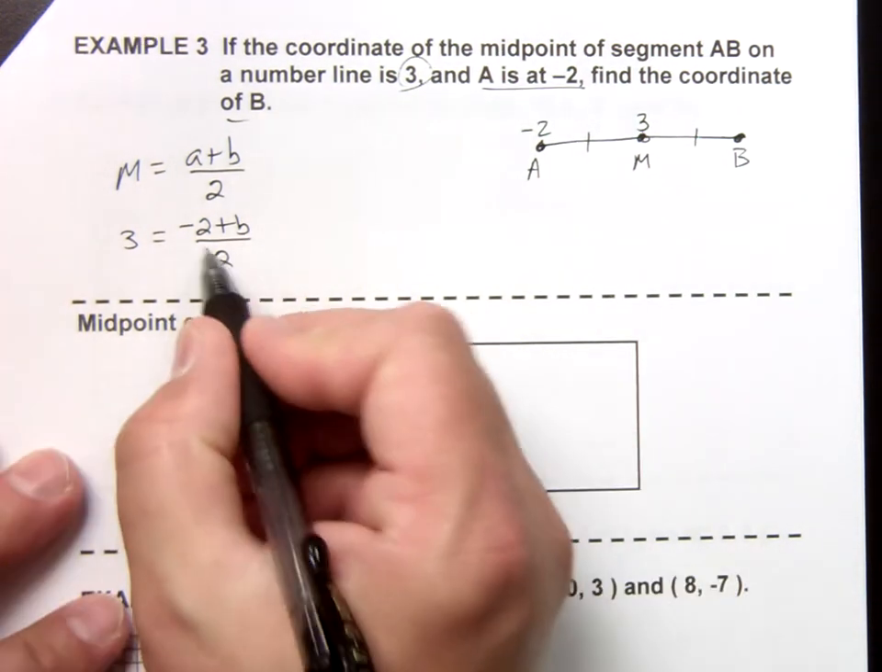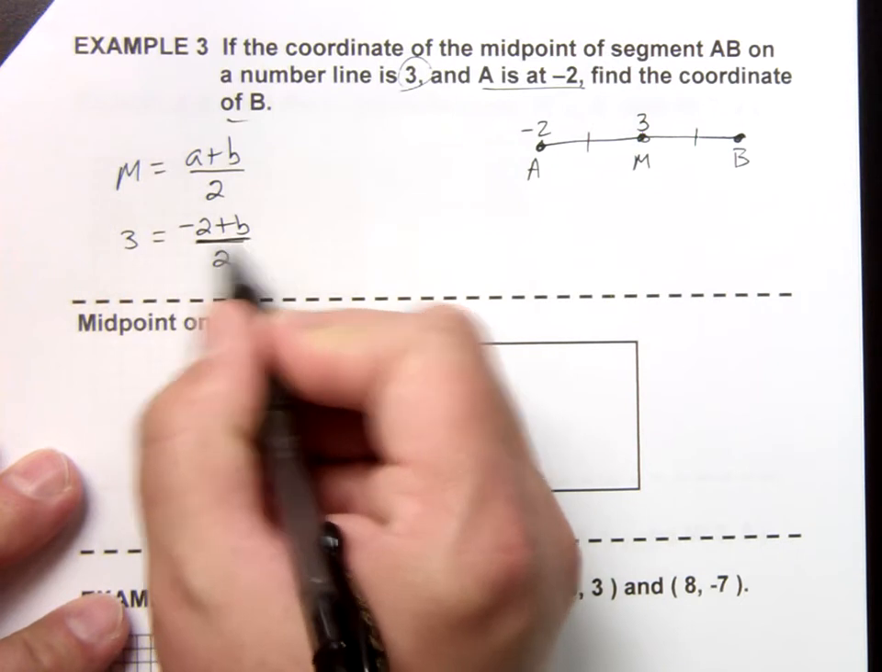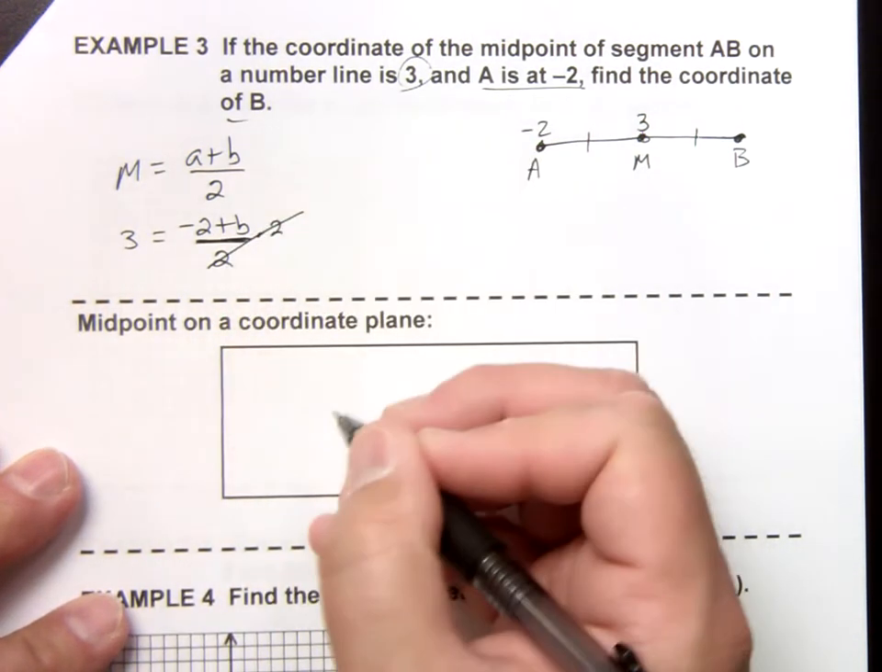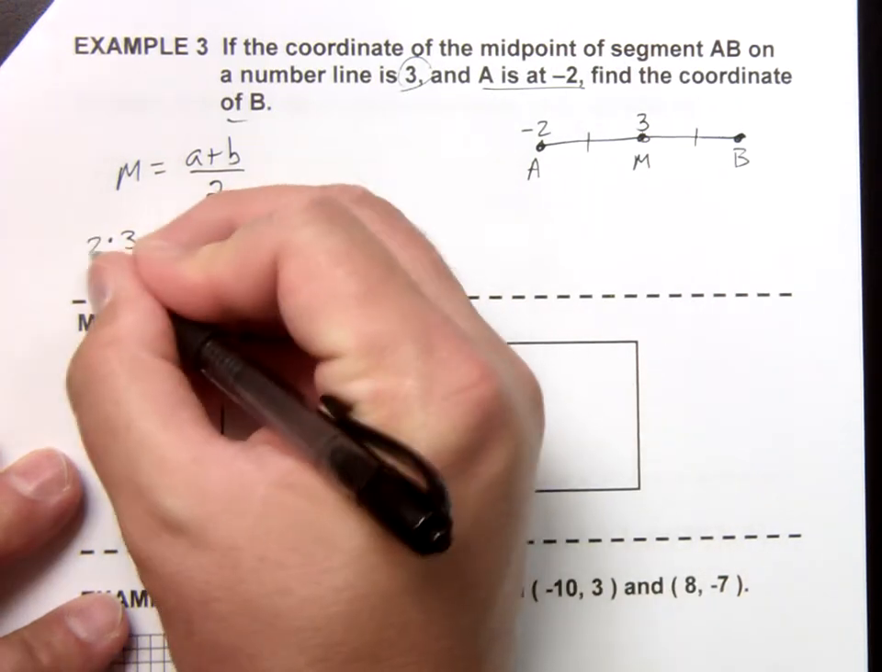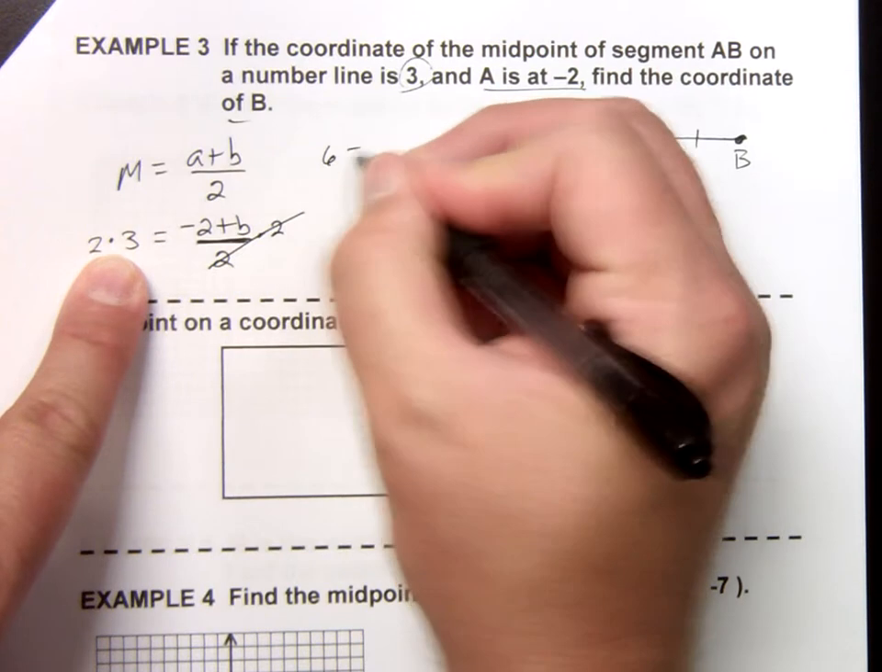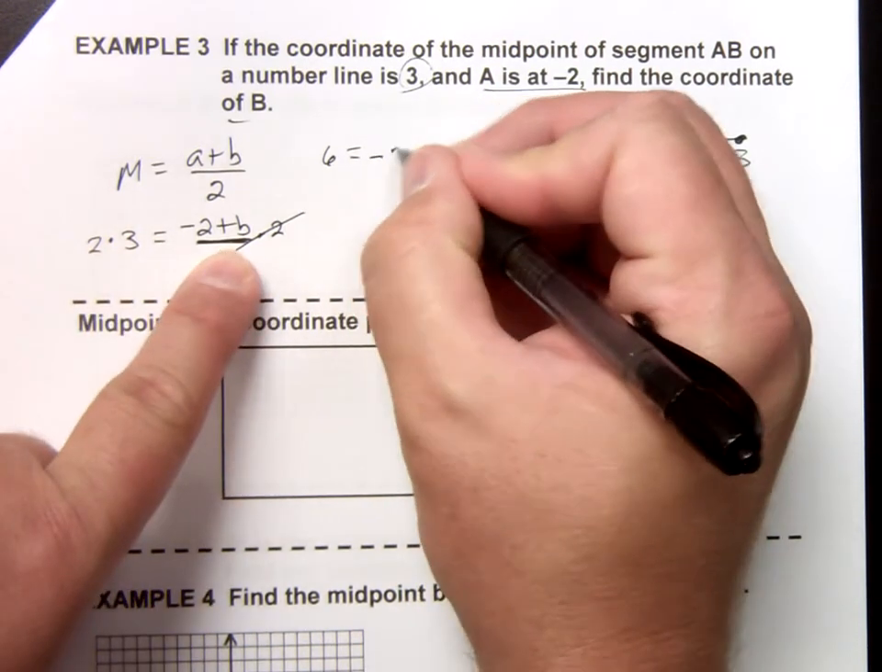First thing I want to do is get rid of this 2 down here, since everything on this side is being divided by 2. I do the opposite operation. I multiply by 2 to get rid of it. And I need to do the same thing to the other side. So 2 times 3 is 6. Over here I still have that negative 2 plus B.